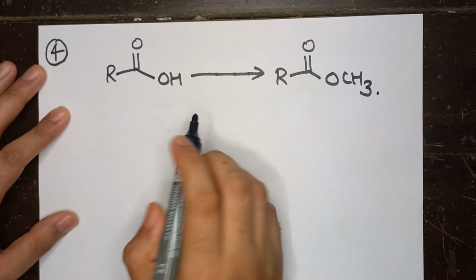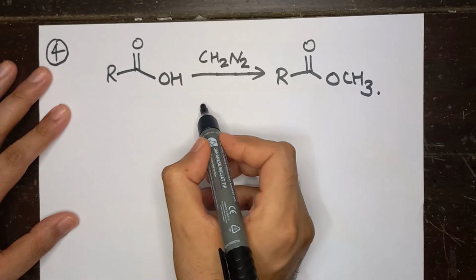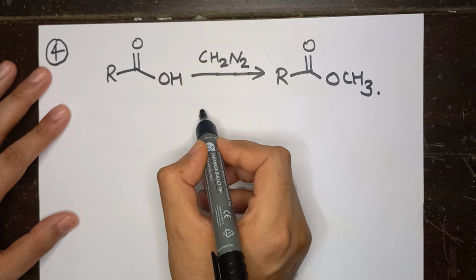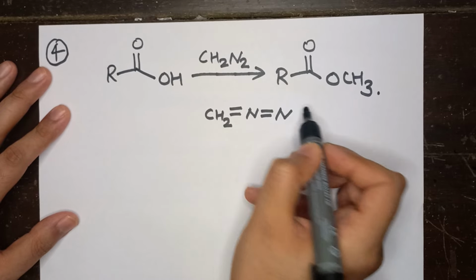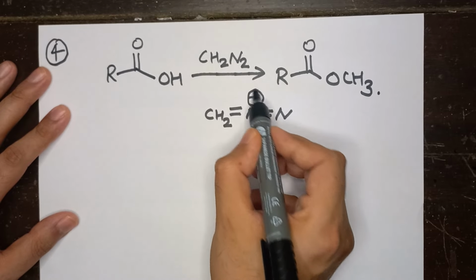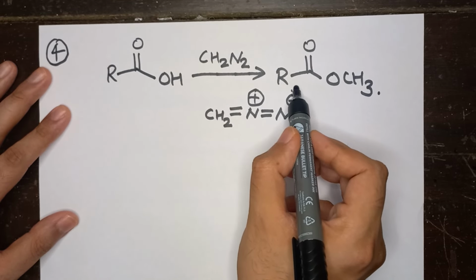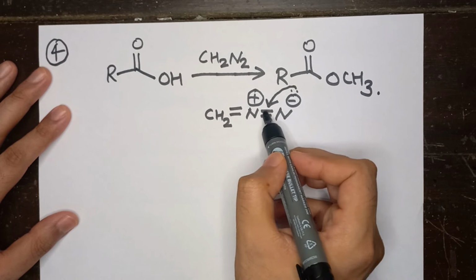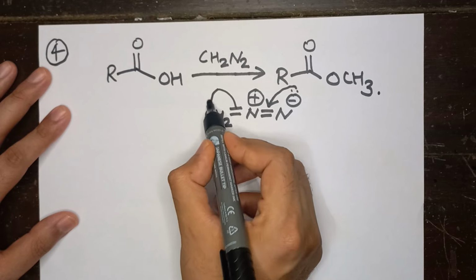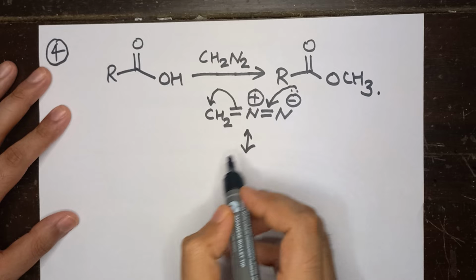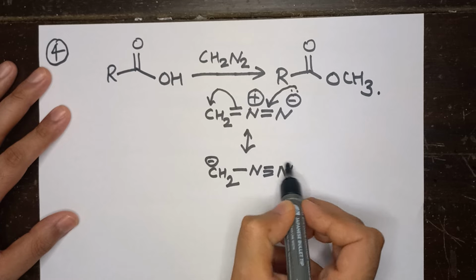So here all you need is a diazomethane to bring out this change. What is diazomethane? The complete structure of diazomethane is CH2 double bonded with N, double bonded with N. This center nitrogen gets a positive charge, this terminal nitrogen gets a negative charge. The resonating structure can be, this nitrogen lone pair can form a triple bond here, and this double bond pair will collapse on carbon. So the resonating structure will be CH2 negative, N triple bond N with positive charge.